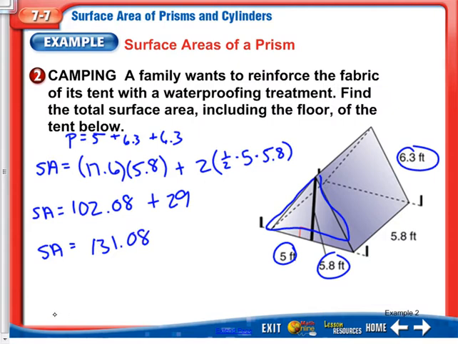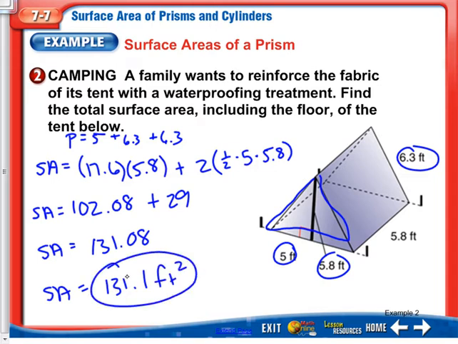Now, if we were going to round to the nearest tenth, now I can do that. I can do 131.1 feet squared. And that would be my answer to the nearest tenth.